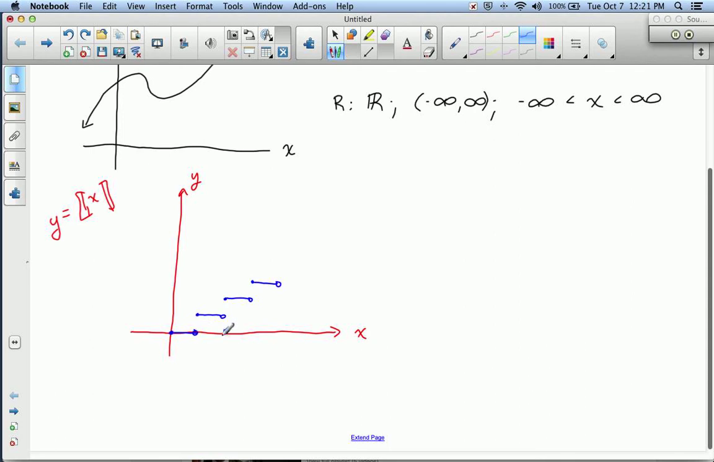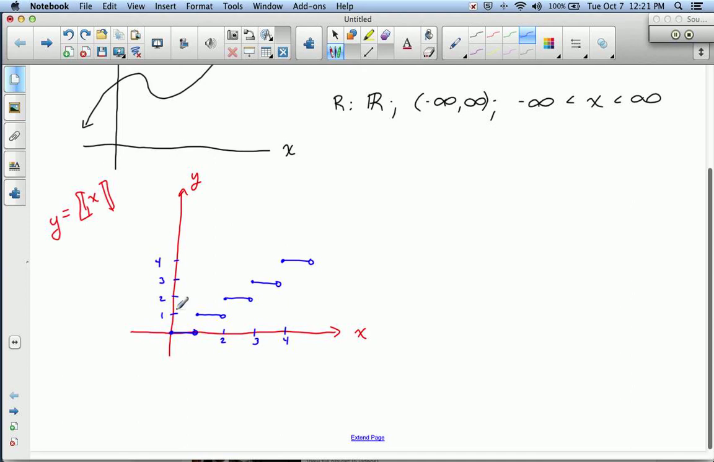That's 1's over here, 2, 3, 4. This is 1, 2, 3, 4. Okay, so here's our step function.